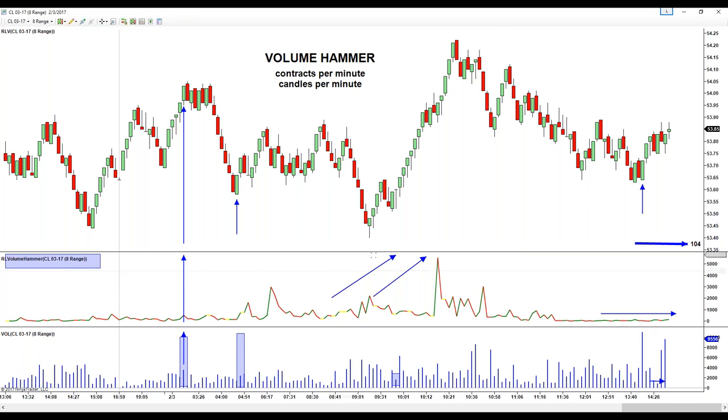You can watch as the volume rises on a minute-to-minute basis as the move matures. And that gives you the solid foundation for taking a trade.